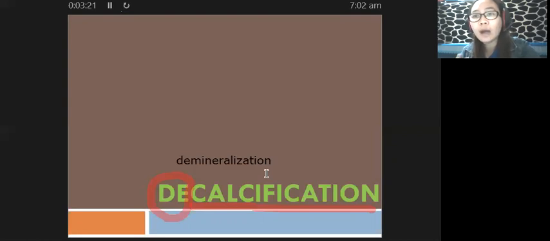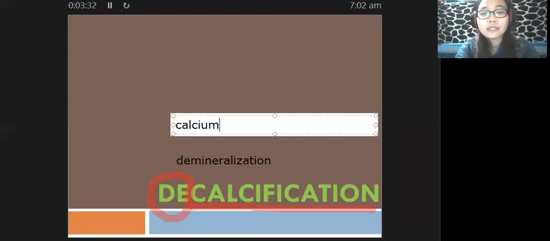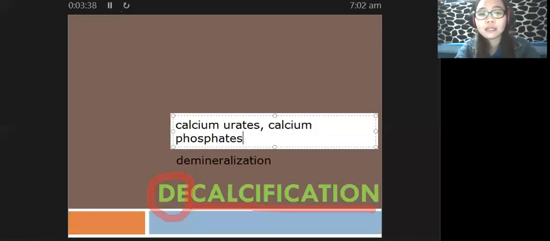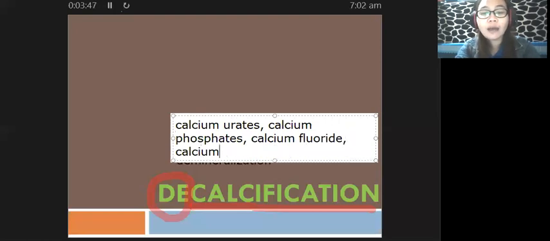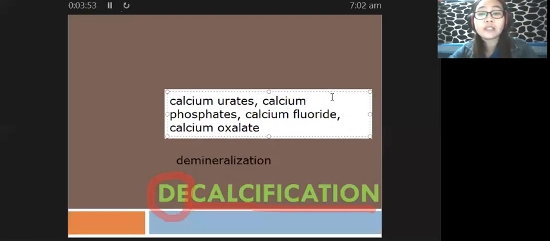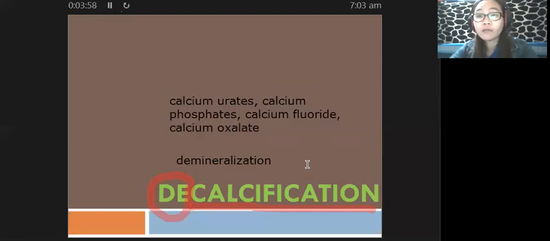Right. So what are some of the common calcium salts which may be deposited in our tissue sample? We have our calcium urates, we have our calcium phosphates, we also have our calcium chloride, of course, for our teeth samples, and we also have calcium oxalate. These are some of the calcium salts which may be deposited in our tissues as a consequence of a particular disease or a particular condition.